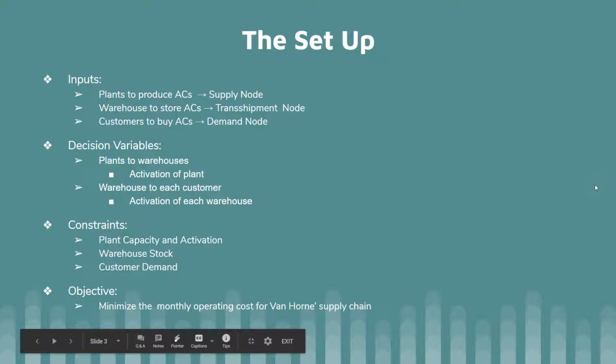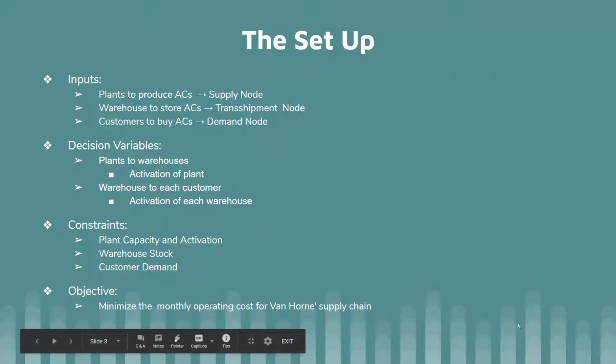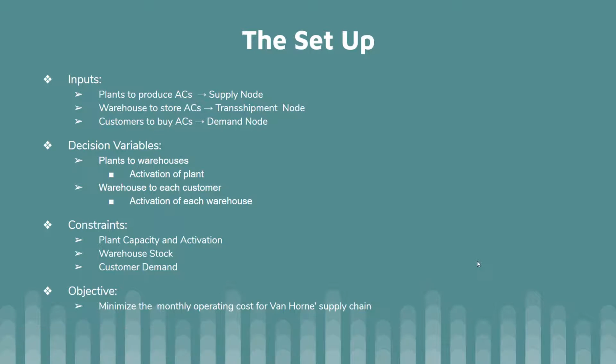For the setup, we have a few inputs. First, the plants that produce the ACs, which are the supply node, warehouses to store the ACs, which are the transshipment node, and customers to buy the ACs, which are the demand node. There's a lot going into this for the input, and it'll be more clear when we're at the spreadsheet. For decision variables, we're looking at the units that need to be produced and shipped from each combination of plants and warehouses. And one important thing is each plant has an activation variable, so it's a binary 1 or 0 whether the plant is active or not.